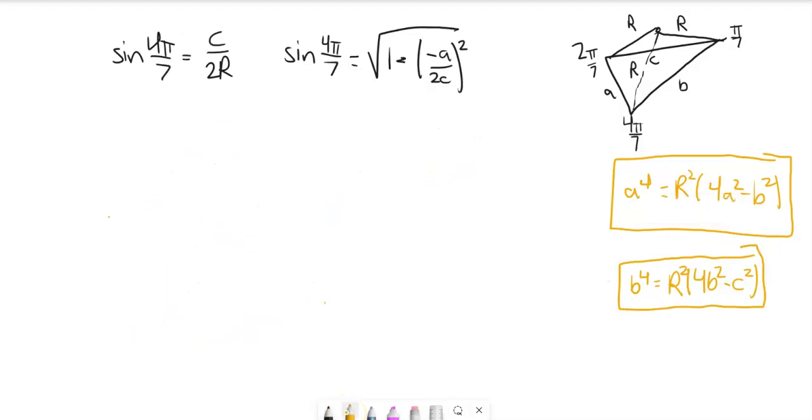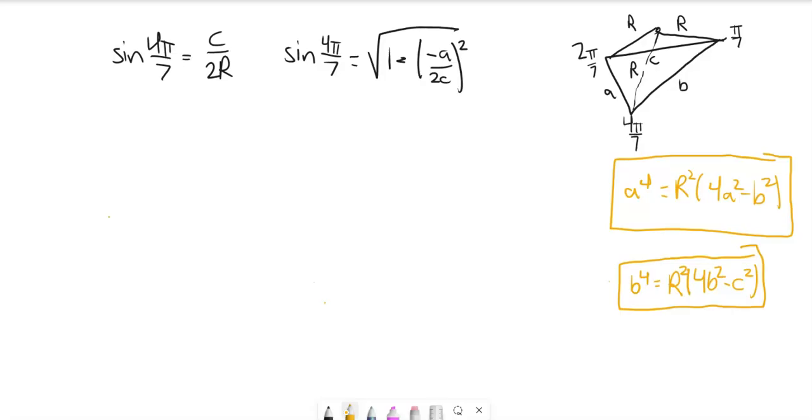All right, everyone, we are now going to equate the sines of 4 pi over 7. Now, before I go further, let me explain two things. In the radical portion over there on the right, you will see negative a over 2c. That is the cosine of 4 pi over 7, and because 4 pi over 7 is obtuse, the cosine between 90 and 180, or pi over 2 and pi, will be negative. That's why I've included it there.